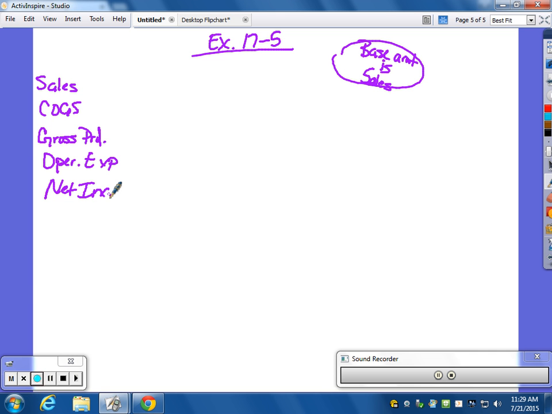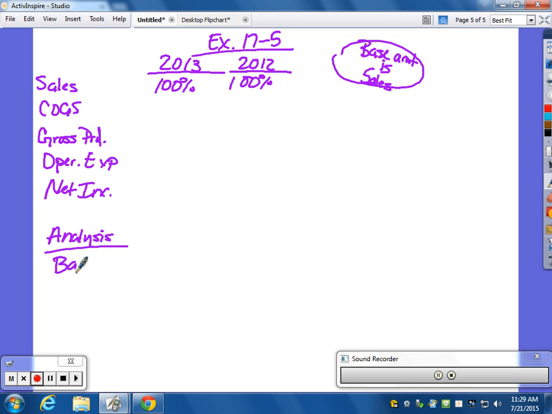Okay, so 2012, let's start off there. We know that for the sales, the common size percent is going to be what? The actual percent? 100%, because you're using that as the base, right? And so what we're saying here is the analysis amount divided by the base, multiplied by 100.